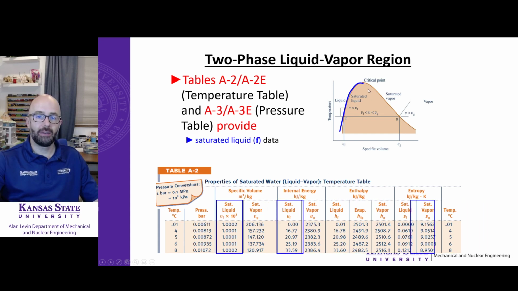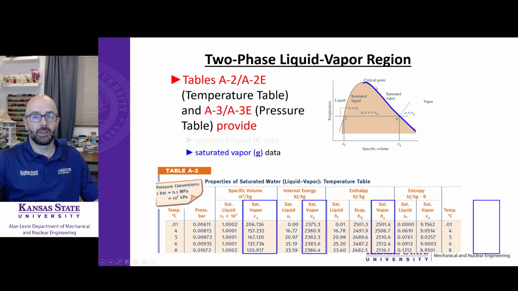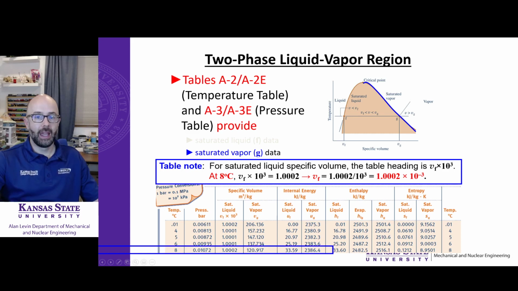So as you can see, everything on this blue line here, everything that's a saturated liquid, is going to be listed down here in the saturated liquid column, and everything that's over here on the other side is going to be in the saturated vapor column. Okay, that's very important. So we're just listing everything there. And you're going to use the quality equation to find out what you have between there.